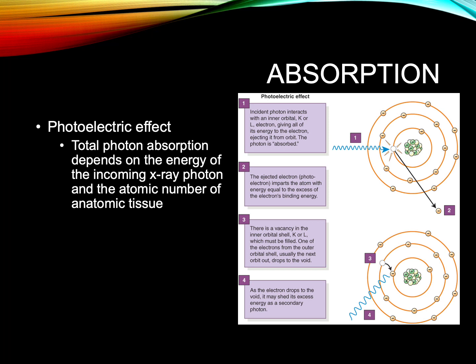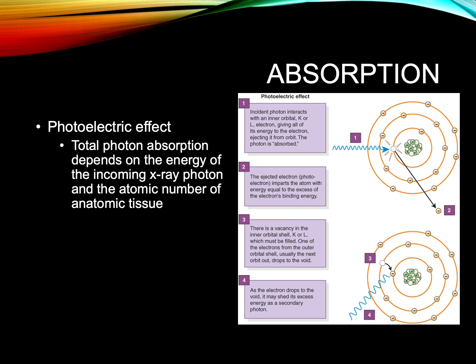So the probability of total photon absorption during the photoelectric effect depends on the energy of the incoming X-ray photon and the atomic number of the anatomic tissue. The energy of the incoming X-ray photon must be at least equal to the binding energy of the inner shell electron. After absorption of some of the X-ray photons, the overall energy or quantity of the primary beam is going to decrease as it passes through the patient.